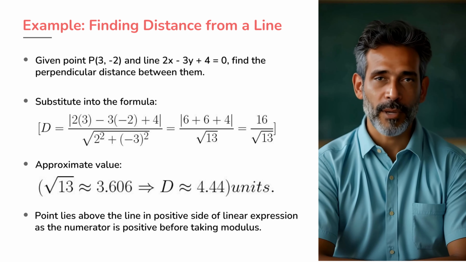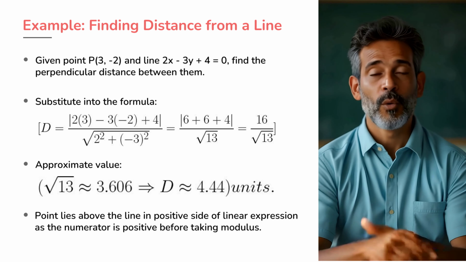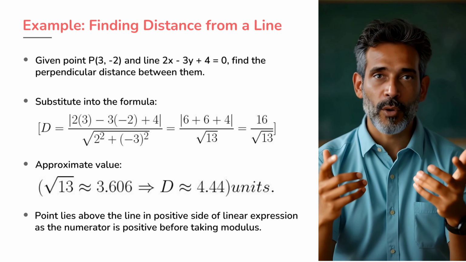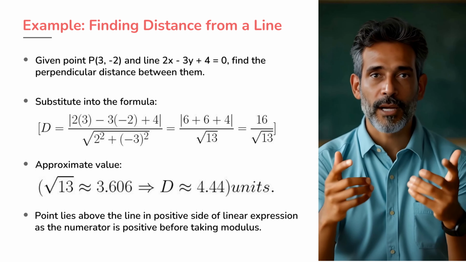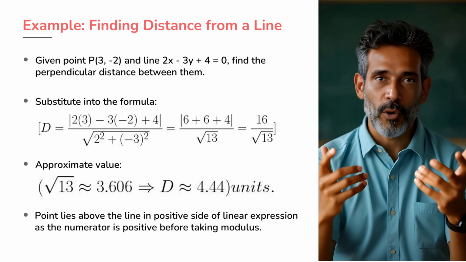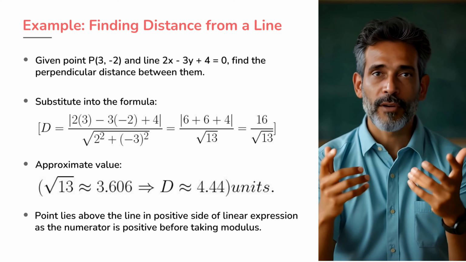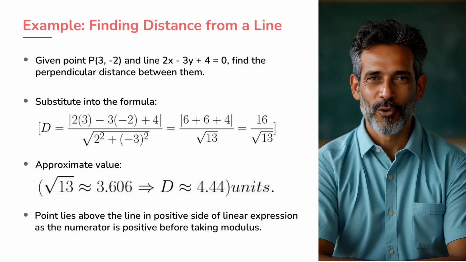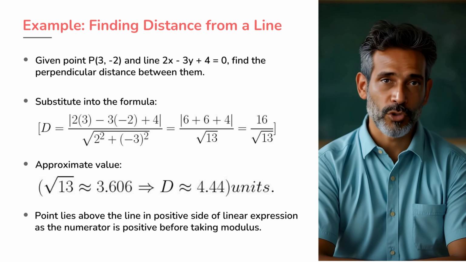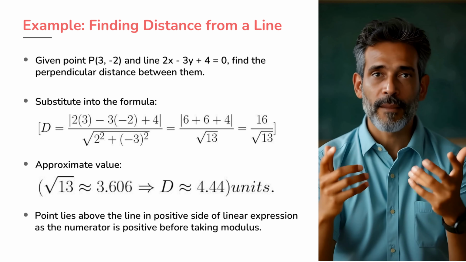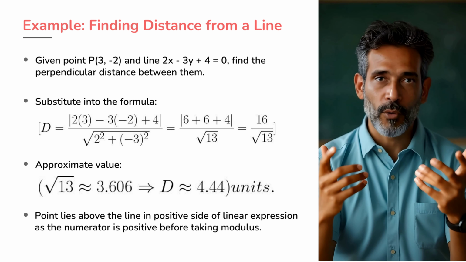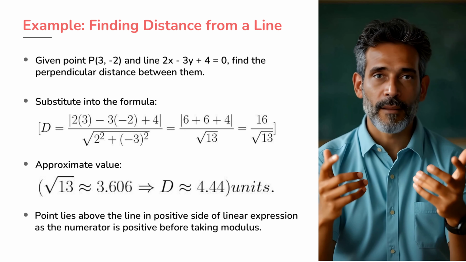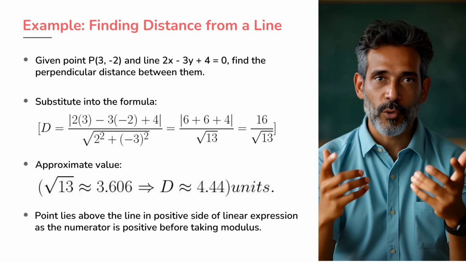We are given the point P at coordinates (3, -2), and the line 2x - 3y + 4 = 0. We want to find the perpendicular distance between them. Let's substitute into the formula. d equals the absolute value of 2 times 3 minus 3 times negative 2 plus 4, divided by the square root of 2 squared plus negative 3 squared. That simplifies to the absolute value of 6 + 6 + 4 divided by the square root of 13, which is 16 divided by square root 13.